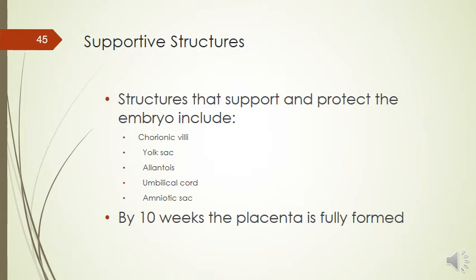If we look at the supportive structures, we see that there are structures that support and protect the embryo, and these structures include the chorionic villi, the yolk sac, the allantois, the umbilical cord, and the amniotic sac. By 10 weeks, the placenta is fully formed.